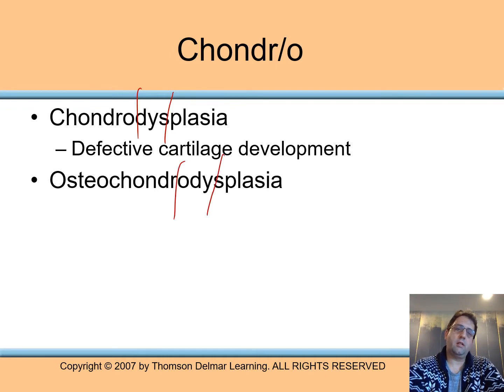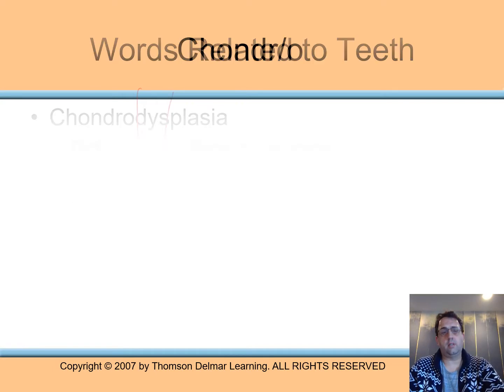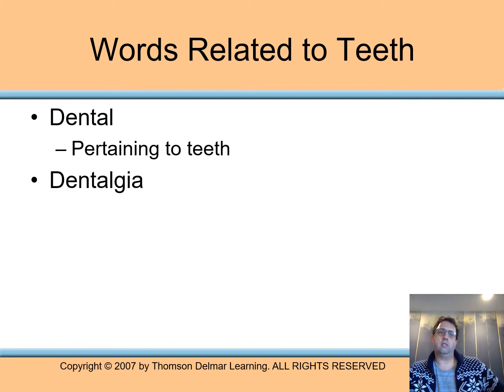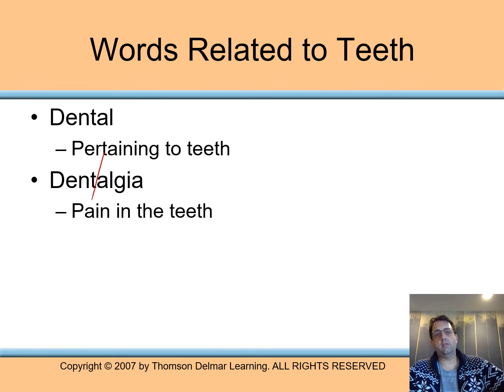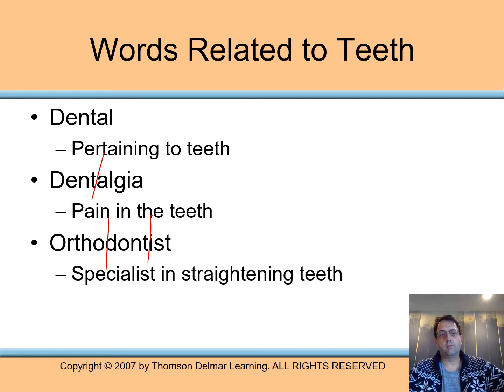Osteochondrodysplasia now just adds in bone to the cartilage. So this is defective development of bones and cartilage. Dont and dent are the words that mean teeth. So dental pertains to teeth. Dentalgia, remember algia is pain, so this is tooth pain. Ortho means straight. Ist means somebody who does, and dont means teeth. So this is somebody who straightens teeth. Orthodontists typically put braces in.